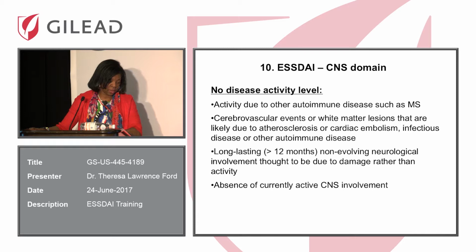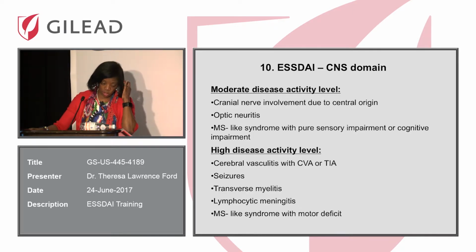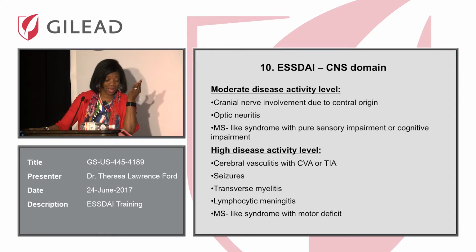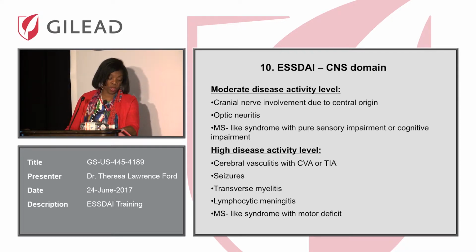So no disease activity if something is long-standing, activity due to other autoimmune disorders such as MS, CVA or white matter lesions likely due to atherosclerosis or embolic phenomena, infection, or autoimmune disease, lasting greater than 12 months, something that's not evolving, thought secondary to damage, or the absence of currently active CNS. Moderate moves up to cranial nerve involvement due to central origin, optic neuritis, or MS-like syndrome with a pure sensory impairment or cognitive impairment, and then high being the cerebral vasculitis with CVA or TIA, seizures, transverse myelitis, lymphocytic meningitis, or MS-like syndrome with motor deficit.